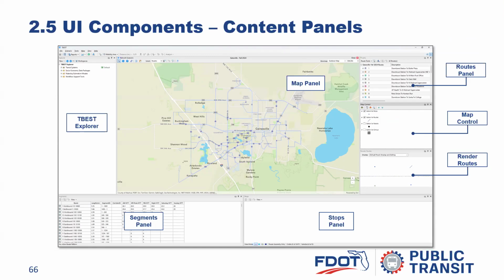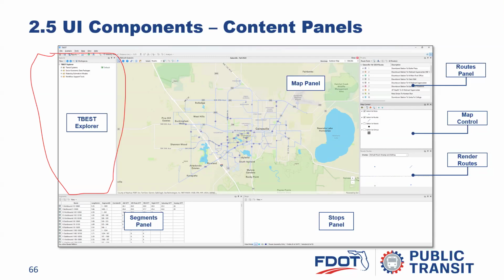So the basic UI setup is we looked at the Explorer panel over here on the left already. So this is our Explorer panel over here. But when you open up a network for editing, you get all of the other panels enabled. So that's something that we'll talk about in terms of editing. But this is the fully enabled UI within TBEST, where the map panel is the main panel. You can't close the map panel.